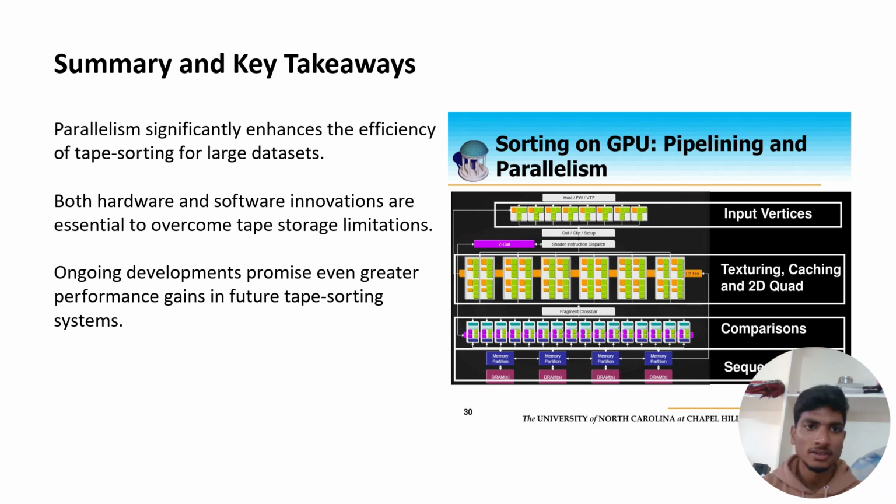A summary and key takeaways. Parallelism significantly enhances the efficiency of tape sorting for large datasets. Both hardware and software innovations are essential to overcome tape storage limitations. Ongoing developments promise even greater performance gains in future tape sorting systems.